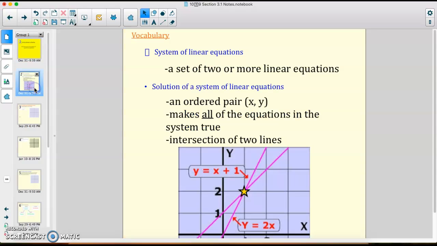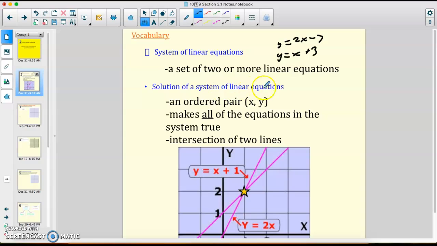So all right, some vocab before we get going. A system of linear equations is just a set of two or more linear equations. And remember, an example of a linear equation would be y equals x plus 3, where the graph is a line, or maybe y equals 2x minus 7. This would be a system of linear equations, because there's two or more.